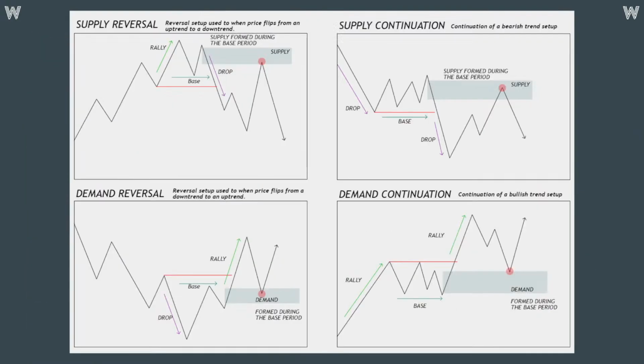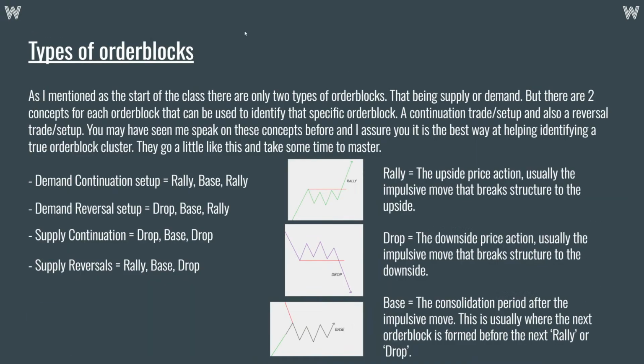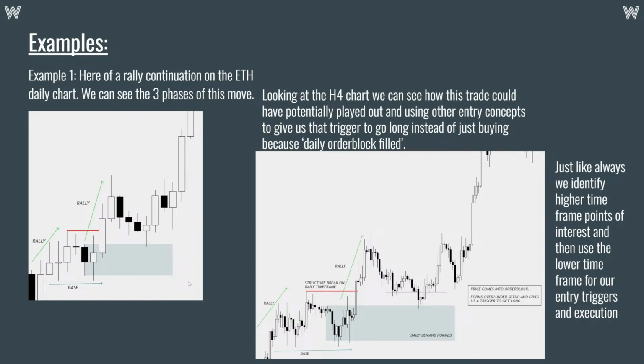Is everyone following? I know it can be slightly confusing, but these are the easiest ways to identify demand, right? Just labeling rally base rally, drop base rally, drop base drop, rally base drop, right? That's good if you're still alive.